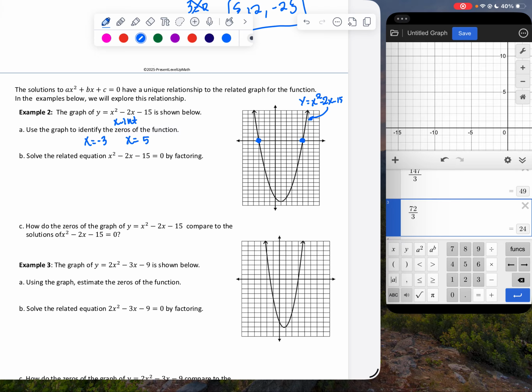Problem B. Solve the related equation x squared minus 2x minus 15 equals 0 by factoring. All right, so my AC would be 1 times negative 15, or negative 15. So 1 and 15 and 3 and 5 are my only factors. But I'm trying to split the negative 2x. So I want to use the 3 and the negative 5.